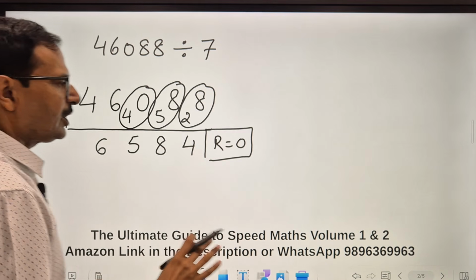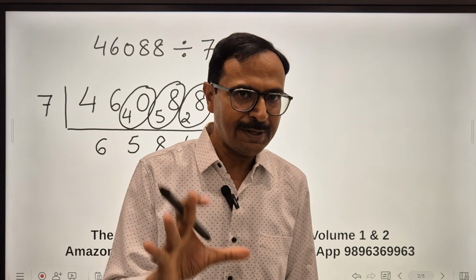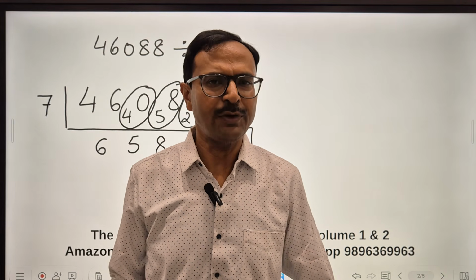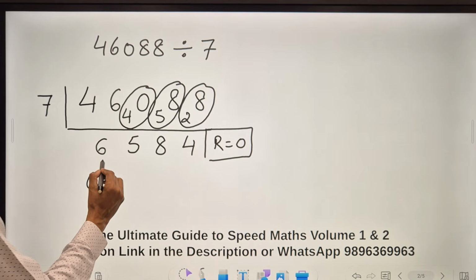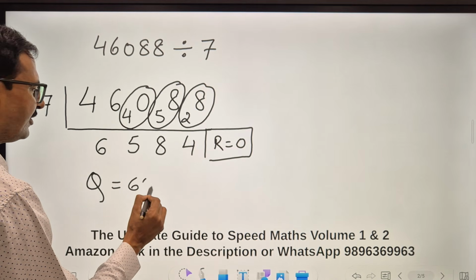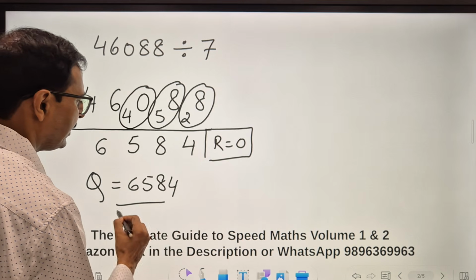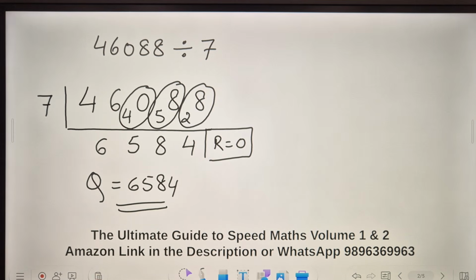So probably, I'll take some question where there is a remainder also, and I'll show you how wonderfully the trick works. The quotient is this number, 6584, and the remainder is 0.